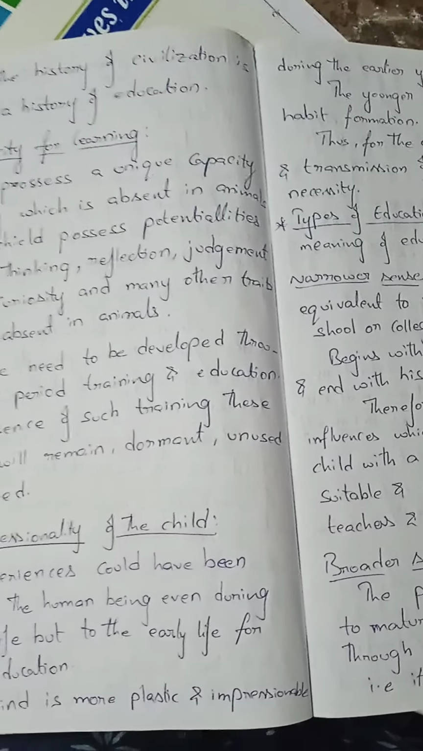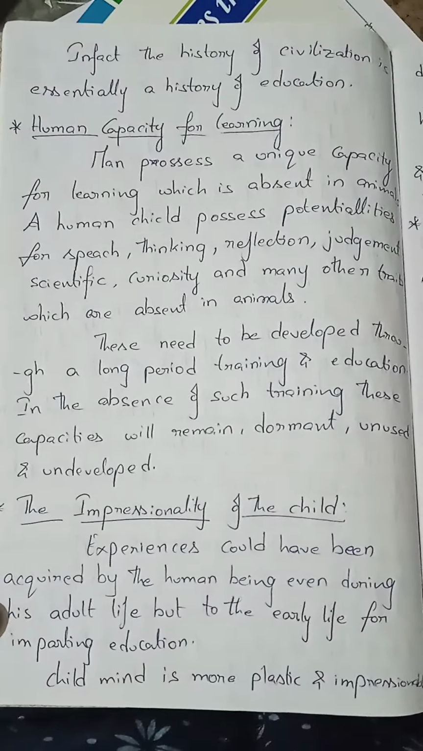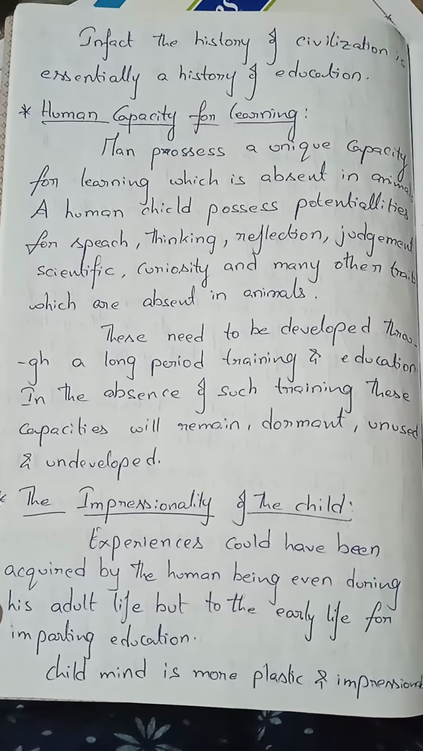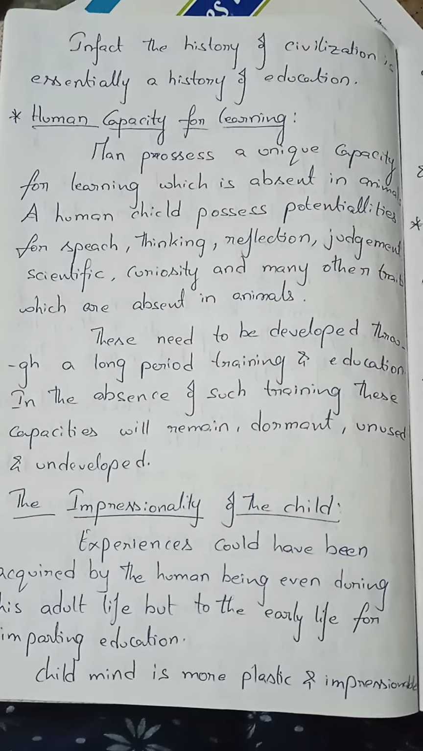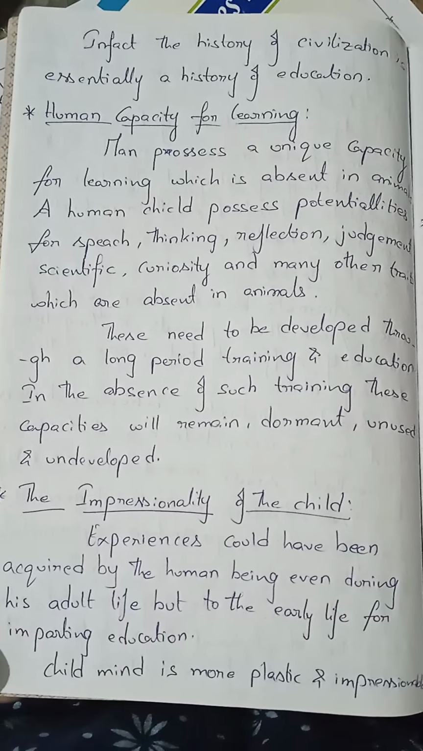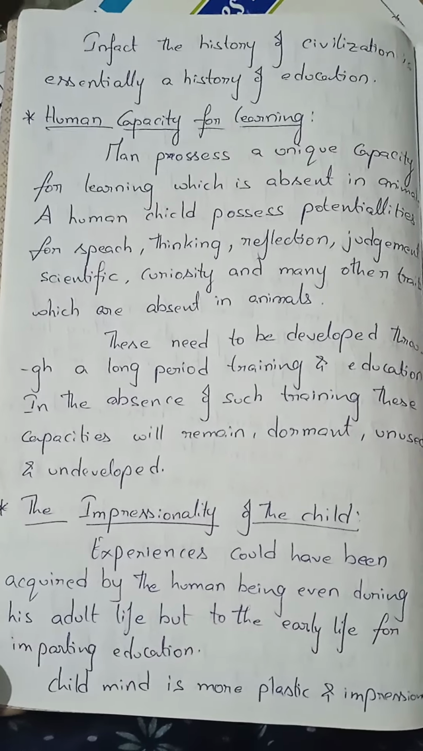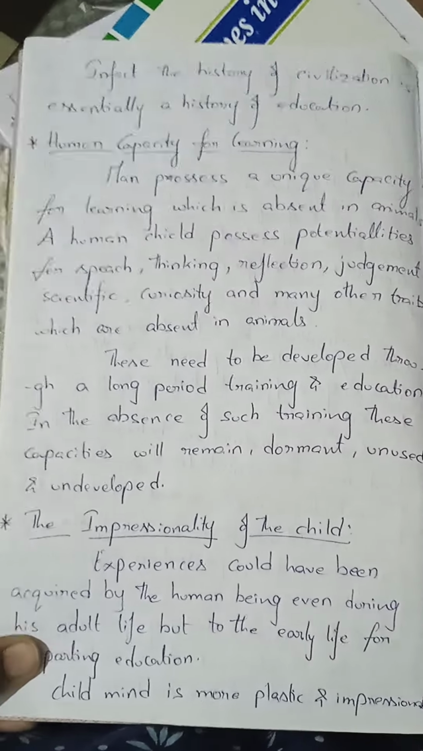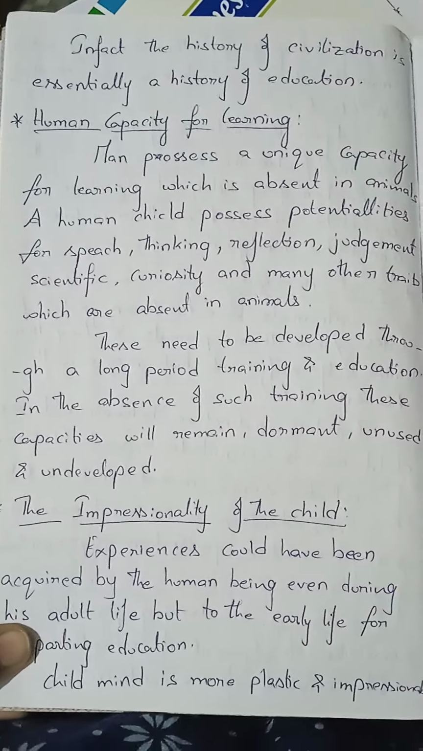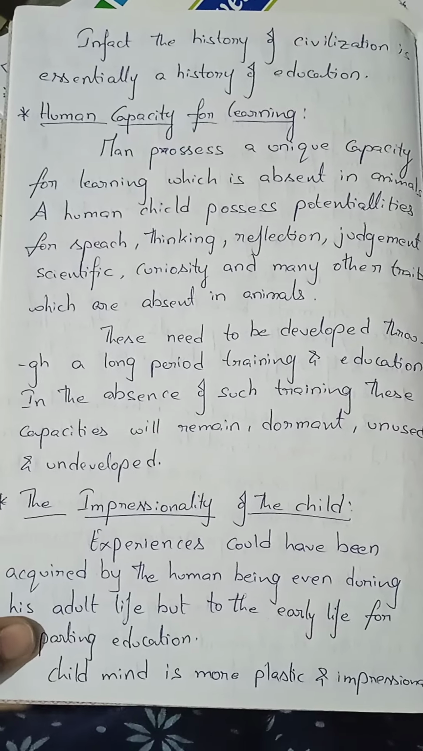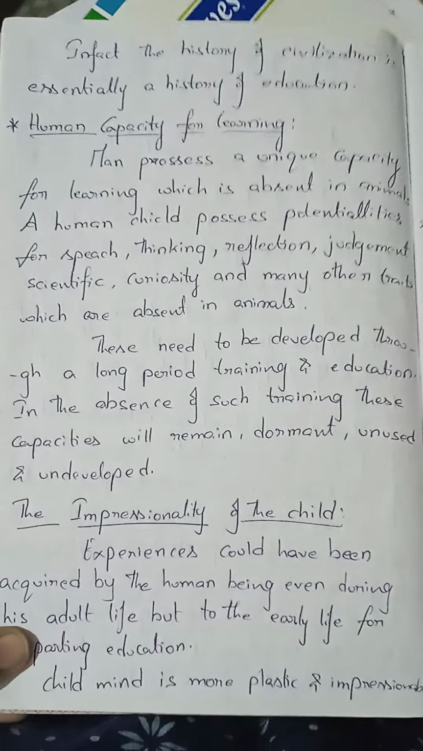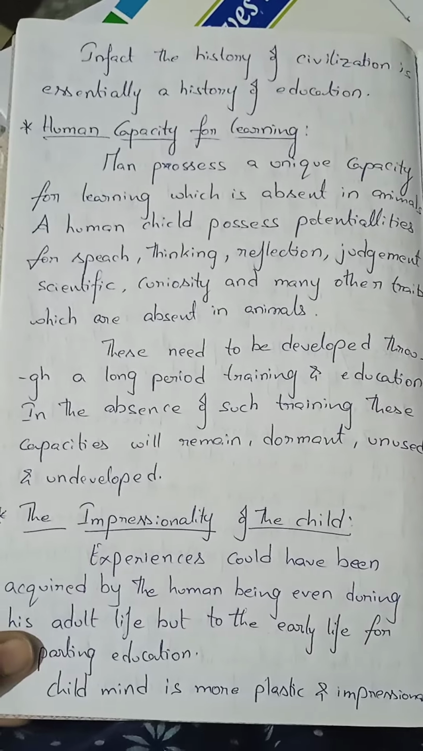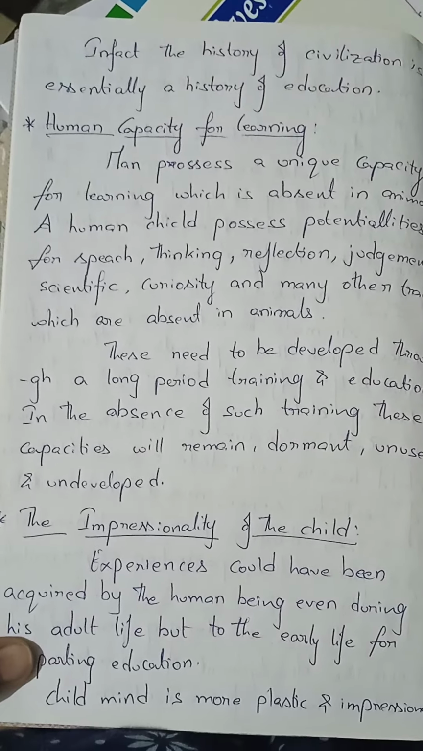Human capacity for learning. Man possesses a unique capacity for learning which is absent in animals. A human child possesses a potential for speech, thinking, reflection, judgment, scientific curiosity and many other traits which are absent in animals. These need to be developed through a long period of training and education. In the absence of such training, these capacities will remain dormant, unused and underdeveloped.